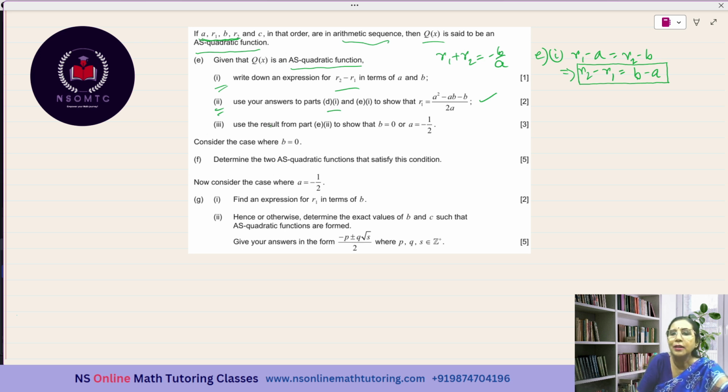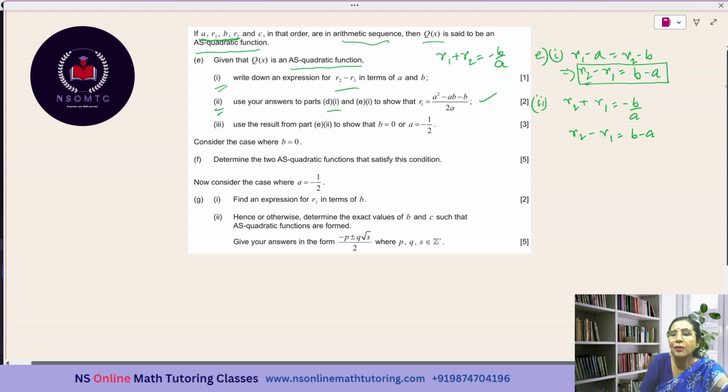Okay, so I can write this since this R2 is in front, so I can write this R2 plus R1 is equal to negative B over A, and R2 minus R1 is equal to B minus A. Okay. And now since if I add, I'll be losing the R1. I need the R1, so I'll be subtracting. So I have to change the signs. This will be minus and this will be plus. And now these two will be getting cancelled.